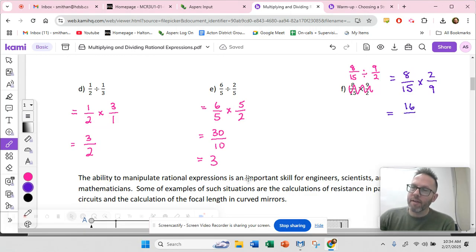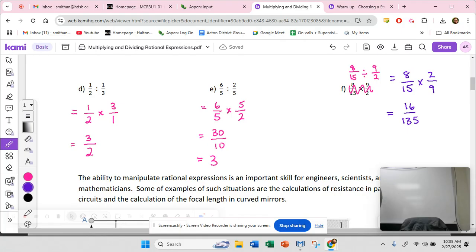Which gives us 16 over 135. I don't think that can be reduced. All right. We've brushed up on our multiplying and dividing fractions. Anything you guys want to chat about before we ramp things up?